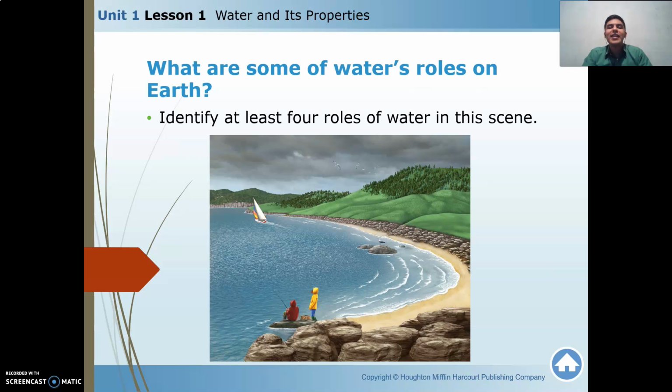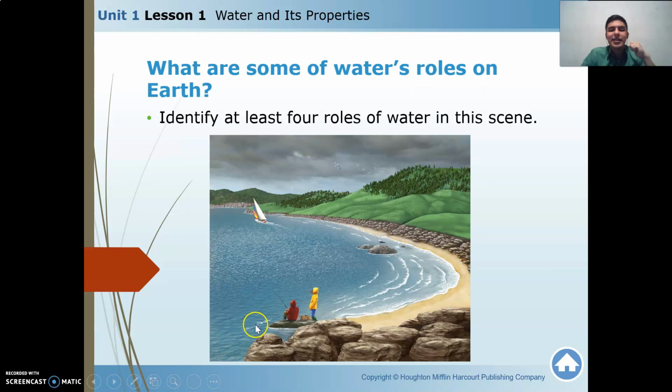And now, identify at least 4 roles of water in this scene. All right, so what can you see right over here? Well, I can see many things. So first of all, I can notice that the roles that we have right here are, for example, the creation and modification of the weather in the clouds, the feeding of the plant.